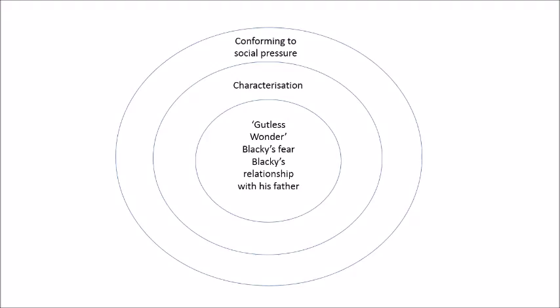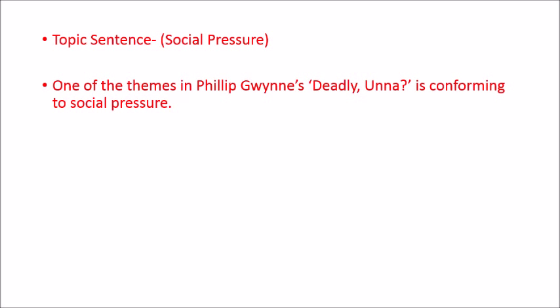So now that we've got this outline, we can start to put together our paragraph. If conforming to social pressure is the theme, we remember from the previous slide that the topic sentence needs to outline that theme. So let's have a look at how we would put that together. For the topic sentence, we need to mention the theme, social pressure. I've put it together quite simply.